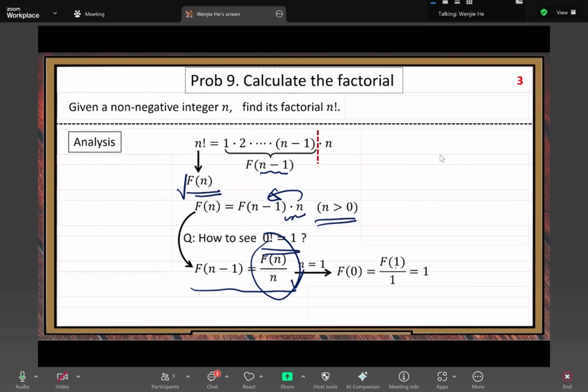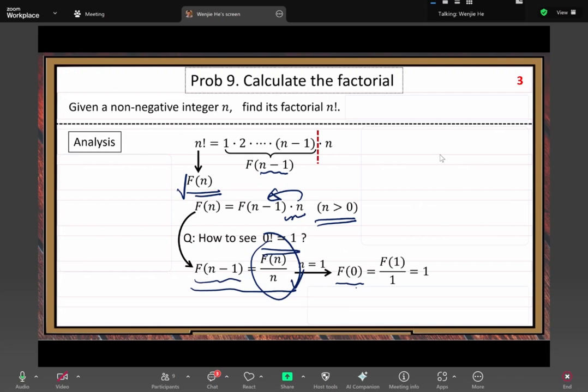F of 1 over 1. F of 1 factorial is 1, no problem, right? 1 factorial, nobody has a problem with that. So 1 over 1 is also 1. But if you look at the left-hand side, it should be f of 0.